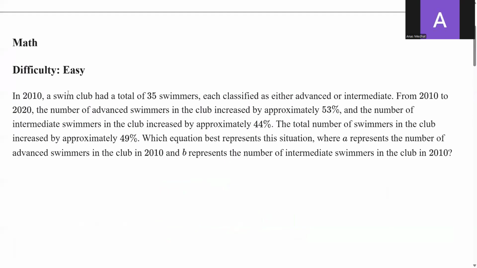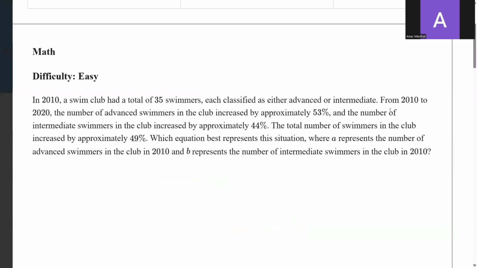A swim club had a total of 35 swimmers, each classified as either advanced or intermediate. From 2010 to 2020, the number of advanced swimmers in the club increased by approximately 53%, and the number of intermediate swimmers in the club increased by approximately 44%. The total number of swimmers in the club increased by approximately 49%. Which equation best represents the situation where A represents the number of advanced swimmers and B represents the number of intermediate swimmers?